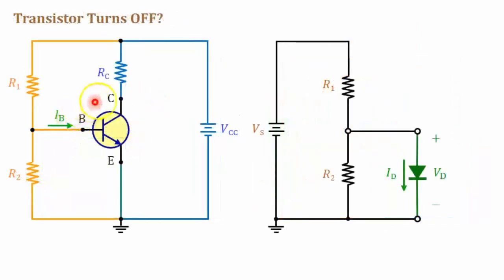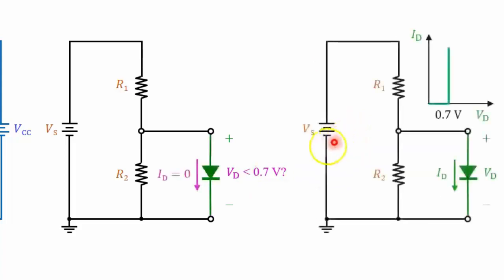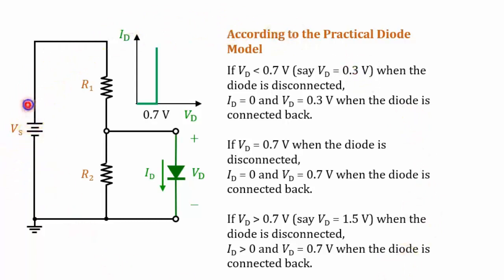In order to determine whether this transistor turns off, let's have some recapitulation about PN junction diode. We have learned that in order to determine whether a diode conducts, we remove the diode from the circuit and calculate the potential difference VD. If VD is smaller than 0.7 volt, it is too weak to overcome the potential barrier in the PN junction. Therefore, when the diode is connected back to the circuit, the diode current will be 0. For your revision, more details are listed here, which can also be found in the resources at the top right corner.